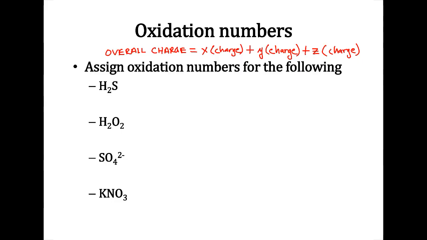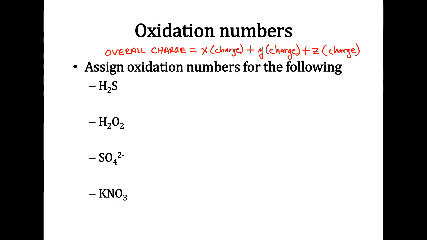Let's go ahead and do a few together. And again, I wrote this up here. The overall charge is equal to X. So X would be however many there are of your first component times its charge, plus Y, which might be your second component times its charge, plus Z, which would be the Zth component times its charge.